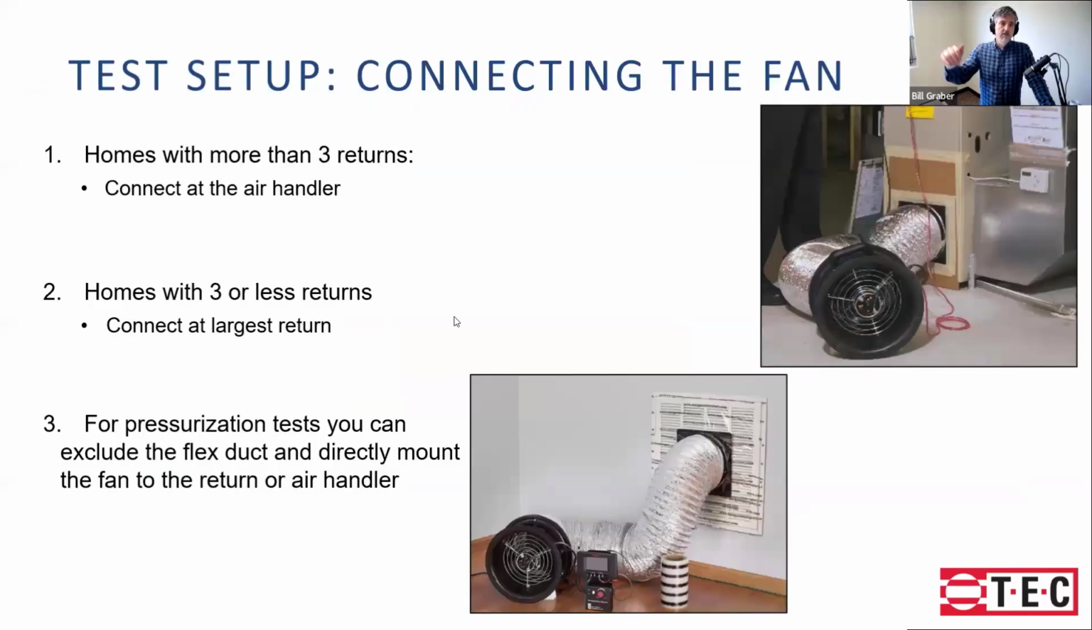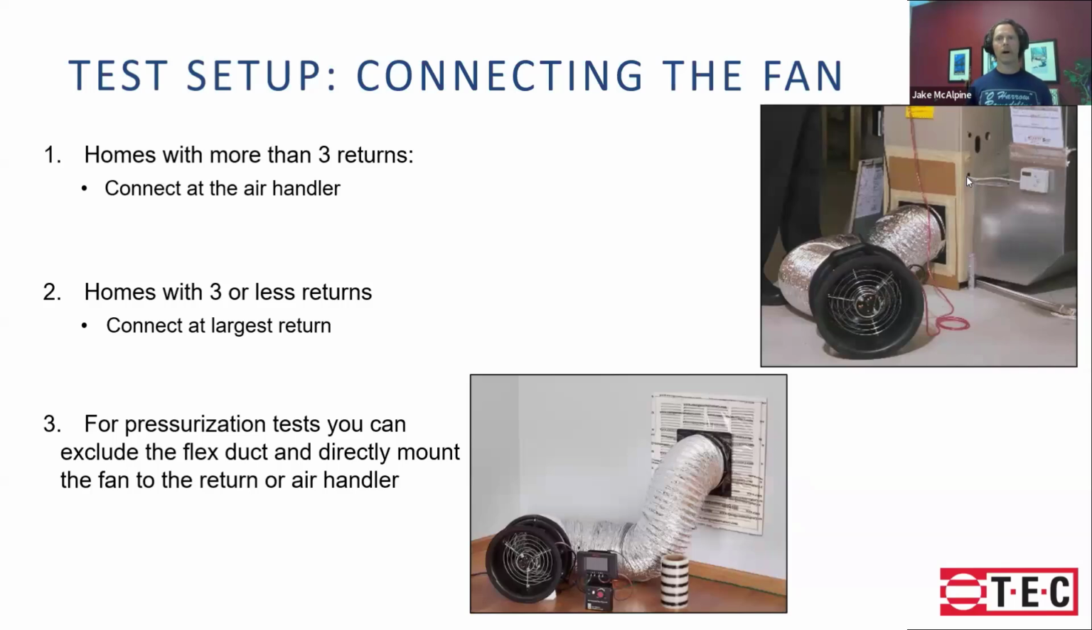So now we're up to the equipment. We've set up the house. We've looked at the ductwork. Take us through what we do next. So when we connect the fan, things start to split a little bit. If you're in a home that's got more than 3 returns in it, you really do need to connect to the air handler. The size of those returns are getting smaller and smaller. They can eventually cause a restriction to the fan.